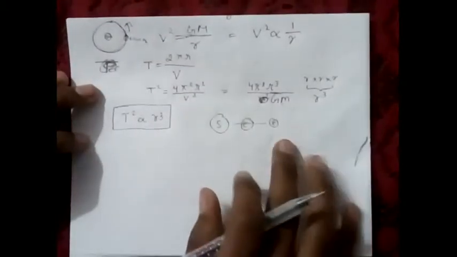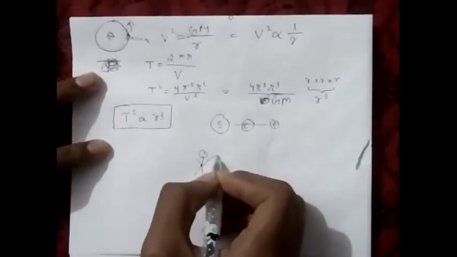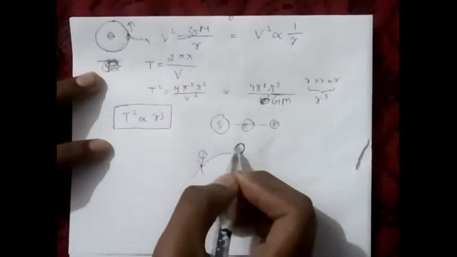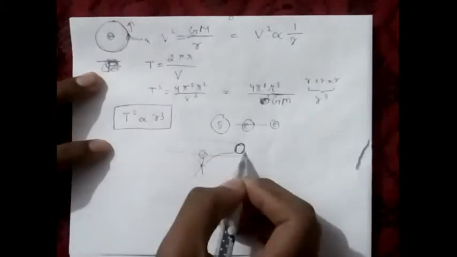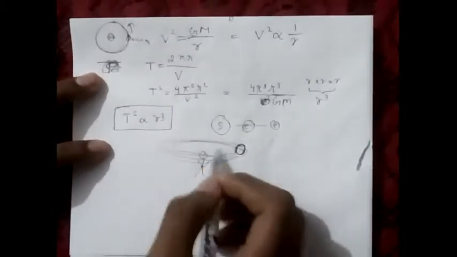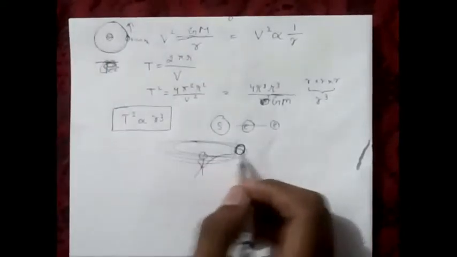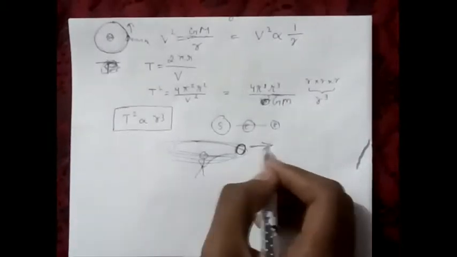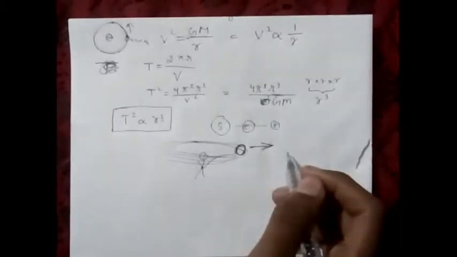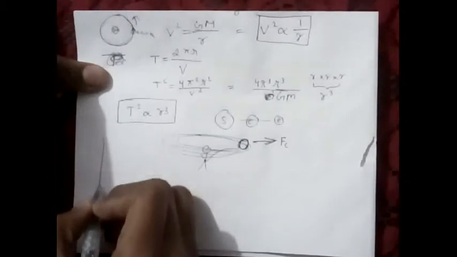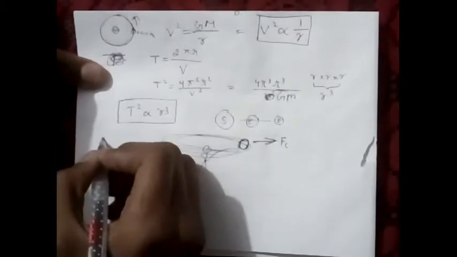You can also conclude this by an experiment. Just take a thread in your hand and tie one end of the thread with a ball and try to revolve that ball around yourself. And when that ball gains a high speed, then you'll observe that the ball is moving outwards due to the centripetal force.